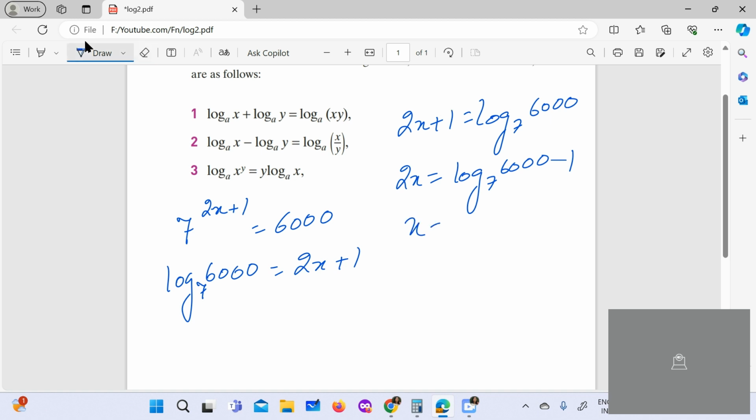So x equals log base 7 6000 minus 1, over 2. Can you tell me the value of x now using your calculator?